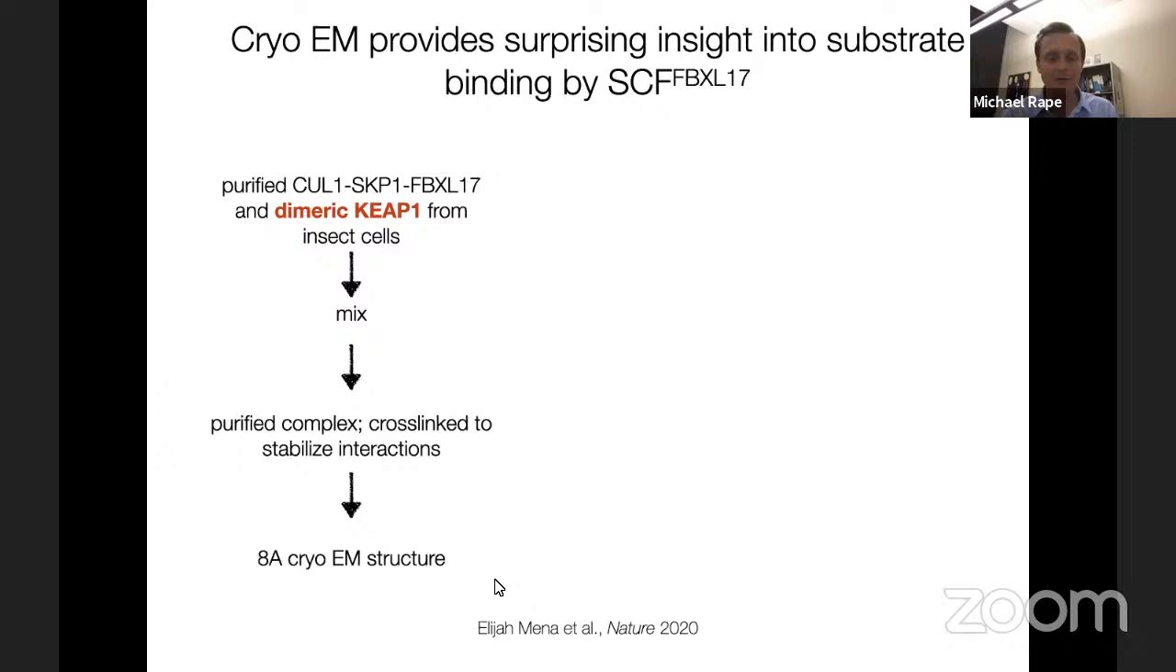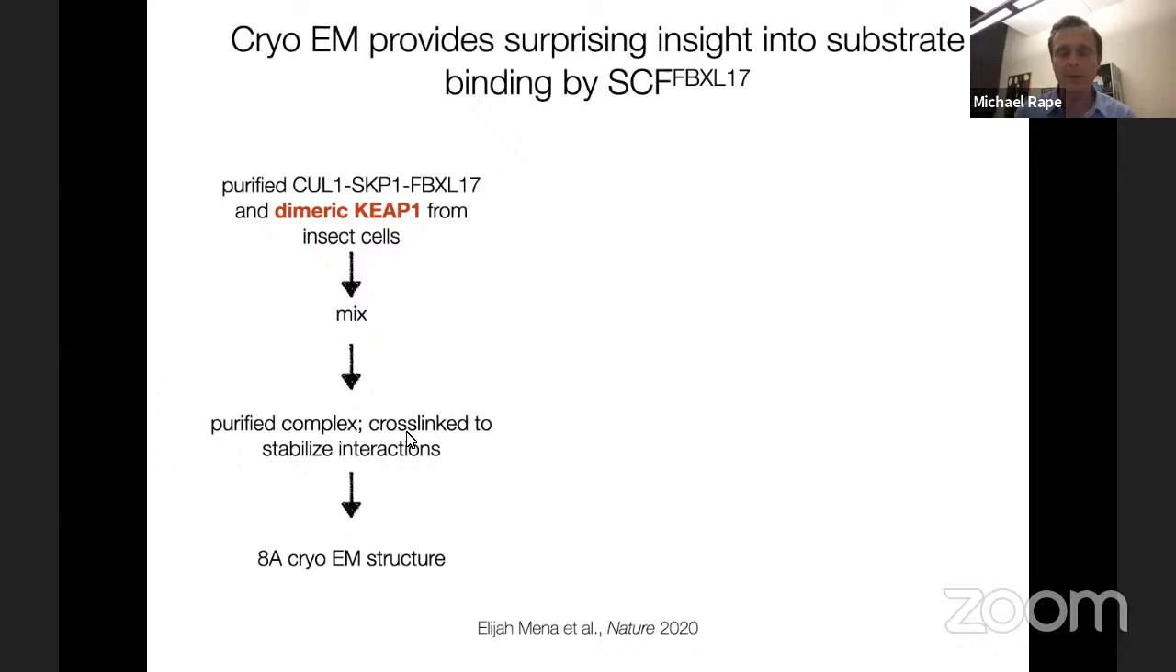But it was really a testament to Elijah, after he discovered this and showed that it's important for nervous system development in frogs, that he now went all the way to learn the structural biology. He basically used two approaches. The first was cryo-EM, where he purified the whole complex of the E3 ligase, and then he mixed it with dimeric KEAP1, that is a BTB domain-containing protein that we used as a substrate. This substrate here is a mutant form of this KEAP1, which basically behaves like a heterodimer. It's a little trick that makes the structural biology easier.